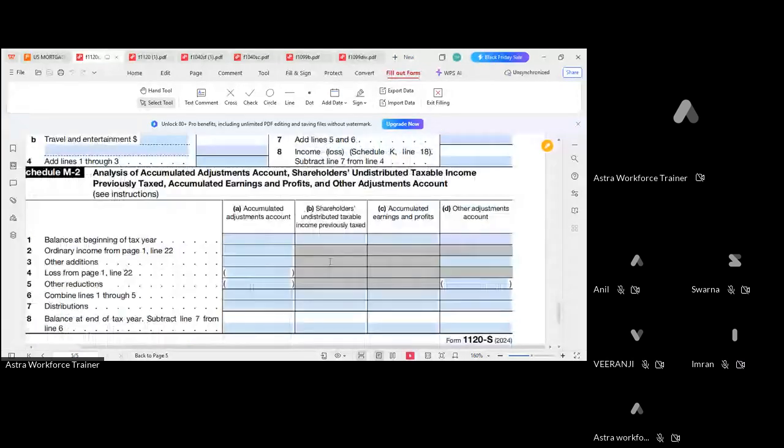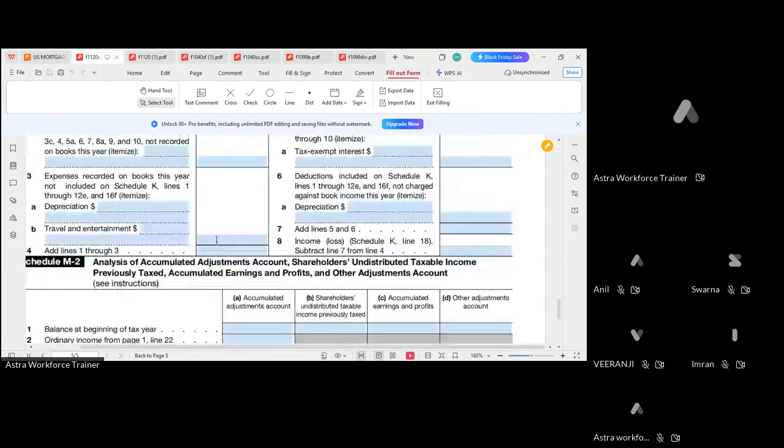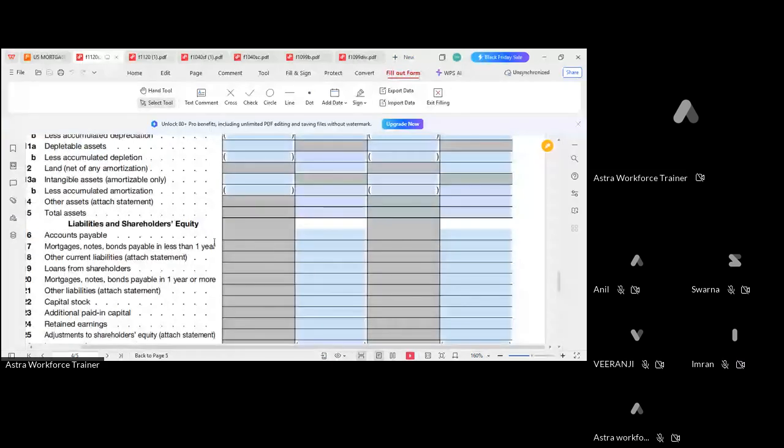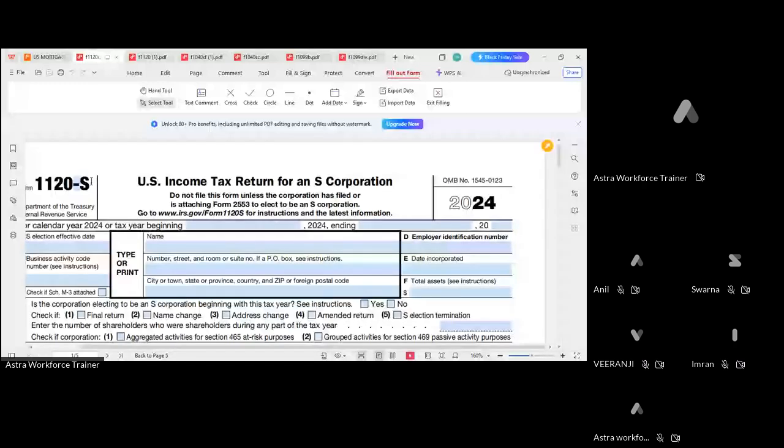This is also the same. What are the profit percentages? You will get the ordinary income, everything, on Page 1, line item 22. So if you cross-verify that, you will get everything. This is the Form 1120, the corporation income tax return.